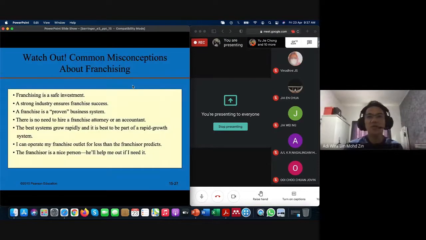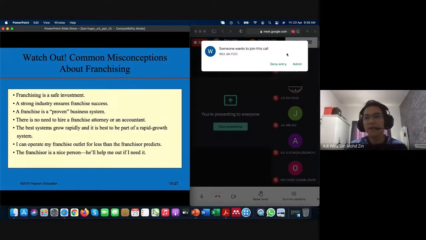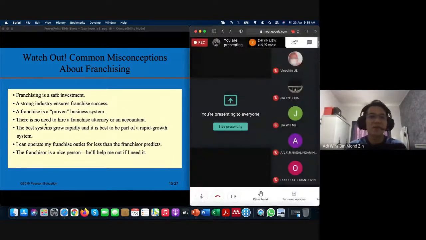So these are the misconceptions about the franchise. Most people think it's a safe investment. So yes, it depends on the franchise. Some, like KFC and McDonald's, we know are very successful, but sometimes, like Burger King, for instance, like A&W, last time in Ipoh, I can't remember, there was a fast food outlet, but now it's replaced by Texas Chicken.